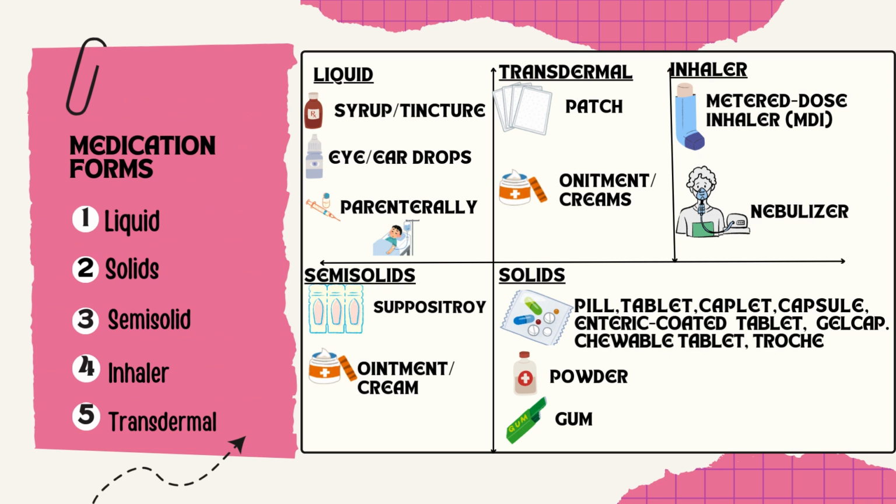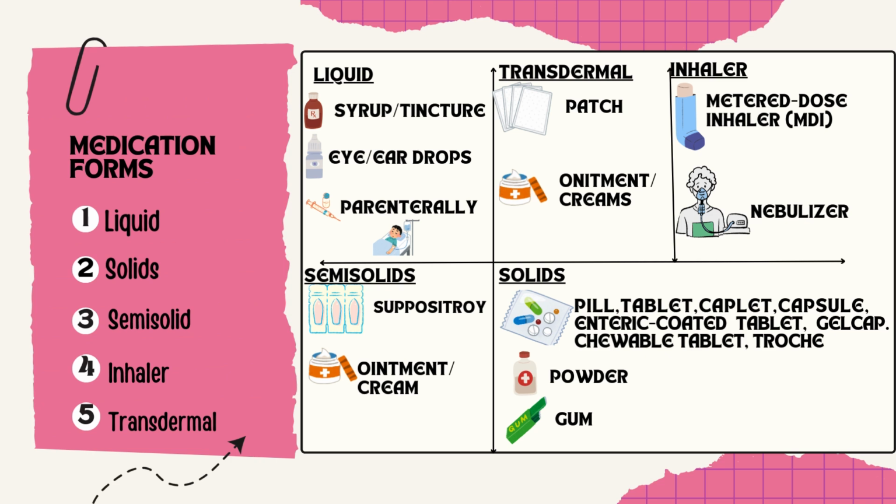Moving on to medication forms. Medications are available in several forms, which include liquids, solids, semi-solids, inhalers, and transdermal. Liquids can be administered orally or parenterally. Examples of liquid medication include syrups, tinctures, and parenteral. Parenteral administration will be discussed in further detail in later videos.